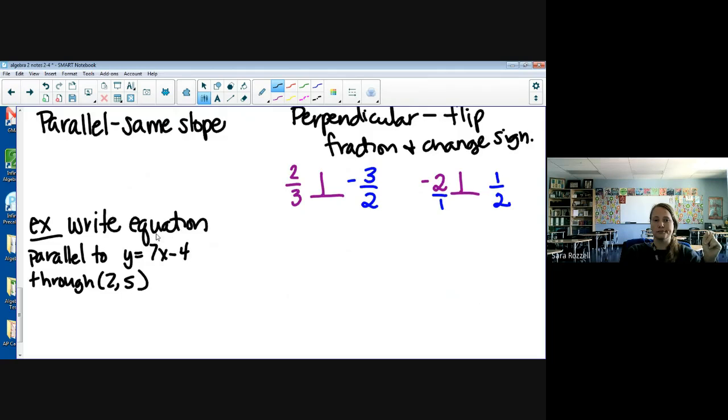It's in mx plus b form. So what's in the m position? What number is in the m position in 7x minus 4? It is the 7. Good. So mx plus b. So the 7 is the slope from this line. Since it's parallel, we're using the same slope. So our m that we're going to use is 7. So we have an m of 7, an x1 of 2, and a y1 of 5.